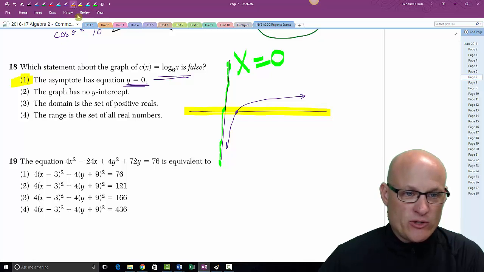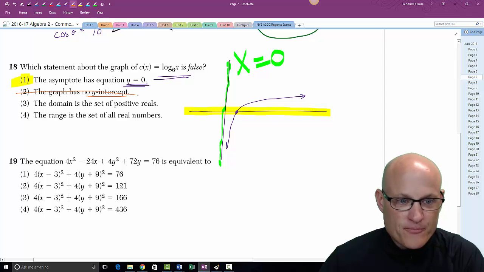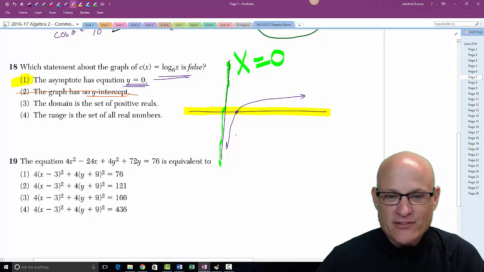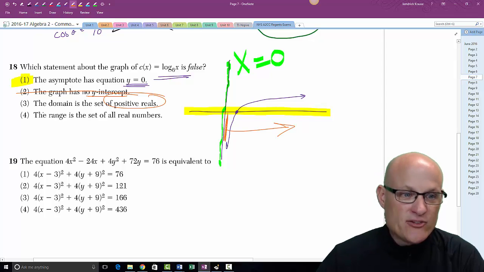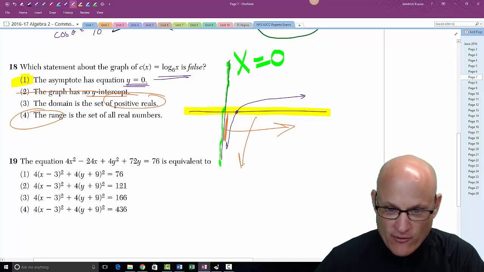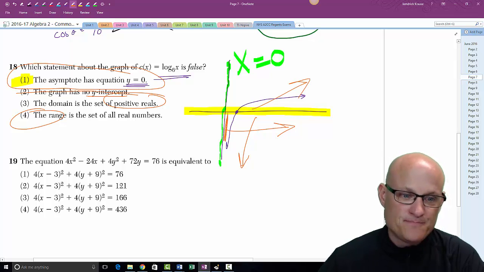Remember, this is asking which one's true. Does it have a y-intercept? It's not going to cross the y-axis, so that's true. The domain is the set of all positive. Domain starts here and goes that way. All positive, yes. Is the range all reals? Yes, it goes forever and ever down. It goes forever and ever up. So the answer is choice 1.